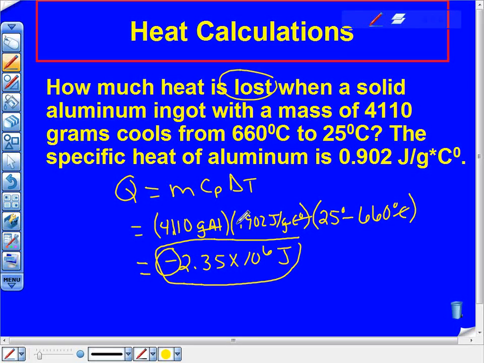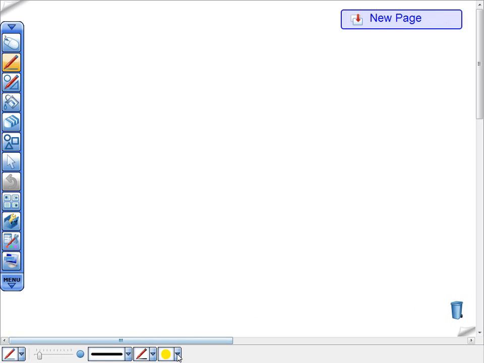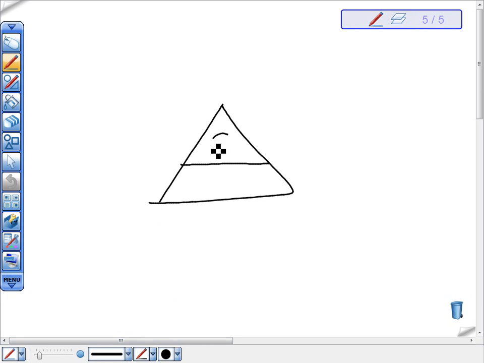So pretty easy formula. If you wanted to use that formula in a triangle, you could use it even though it has more than 3 variables. Q would go on top, the mass, the Cp, and the delta T would go on bottom. So it would look like that. Again, this is going to be heat measured in joules. This is going to be your change in temperature.